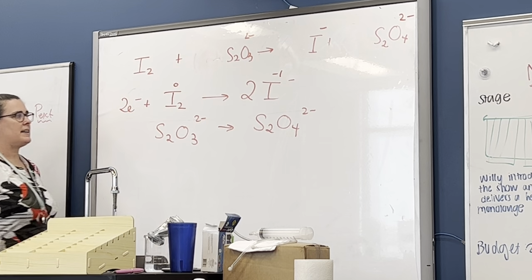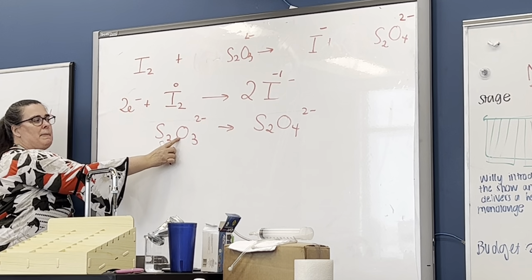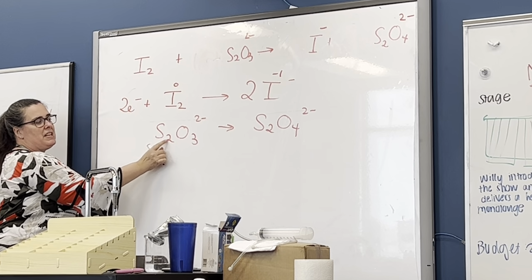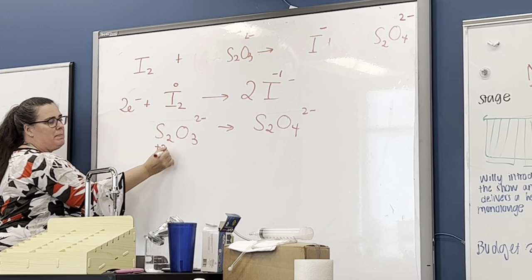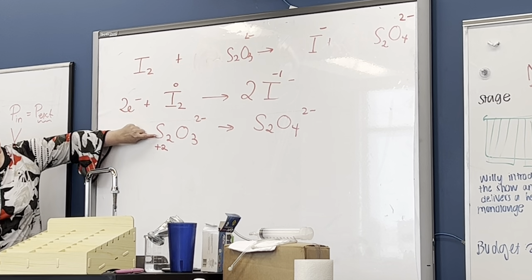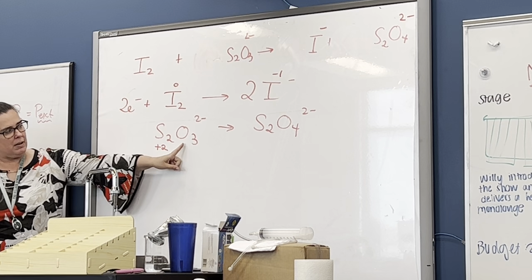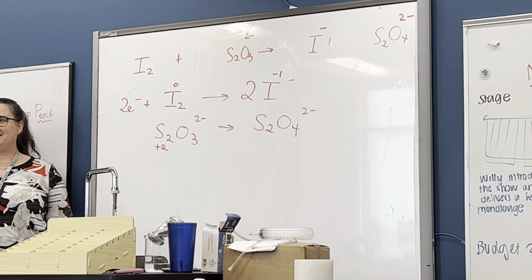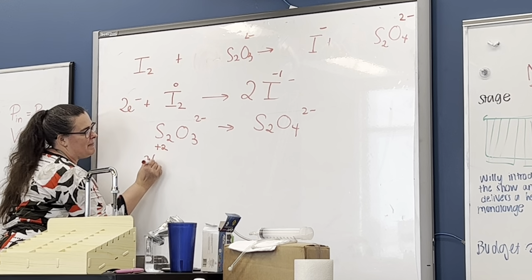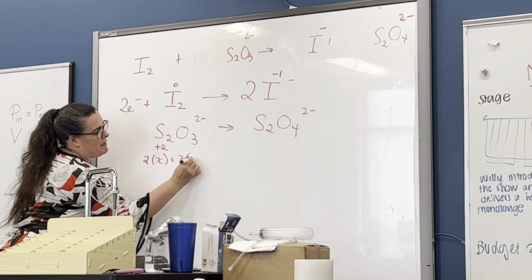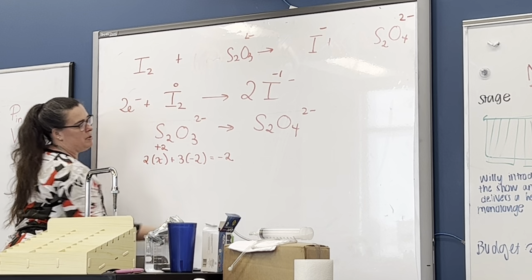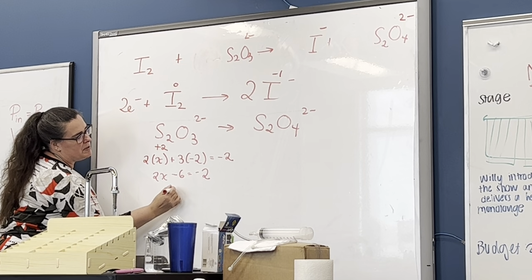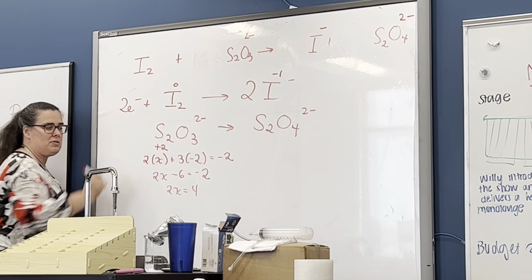So I'm gonna go straight to oxidation number. 3 times -2 is -6. It's gotta add to -2, so 2 of these each have to have a +2. So 2 times +2 is +4, -6 is -2. Should I write that out? So 2 times x plus 3 times -2 is -2. So 2x minus 6 is -2, or 2x is 4, or x is 2.